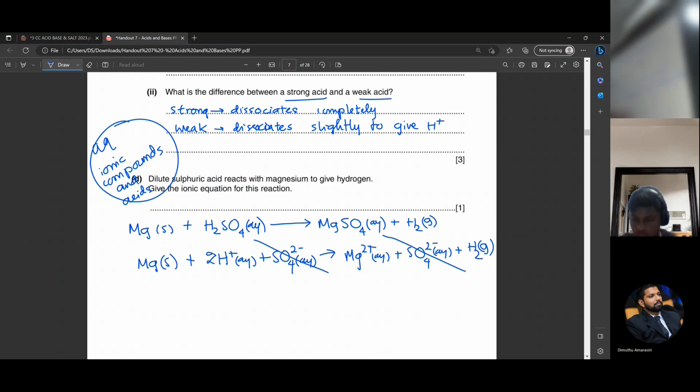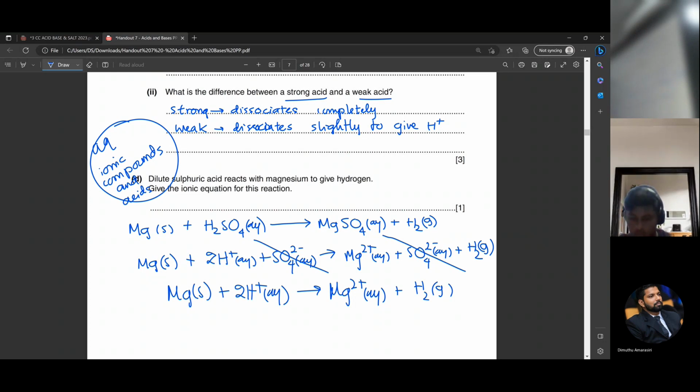No use. And here magnesium has changed to Mg 2 plus, H plus has changed to H2. So that's your ionic equation for the magnesium and acid reaction. This will give you Mg2 plus aqueous plus hydrogen gas.